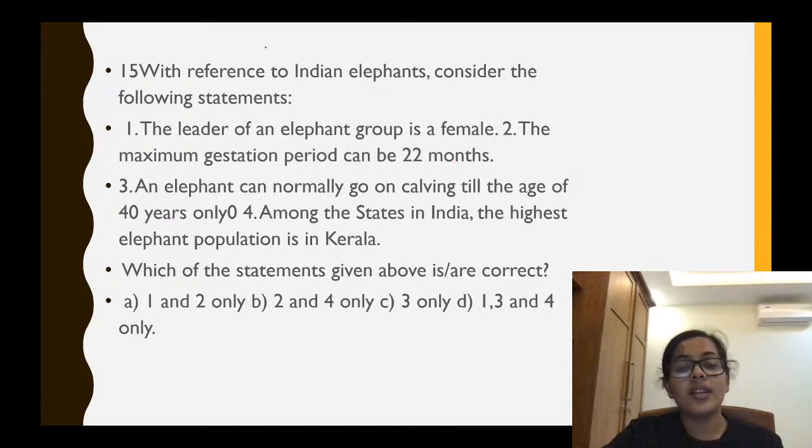With reference to elephants in India, this was a probable question. We discussed it in the expected questions. I'm repeating it. I never discussed the agriculture part before, but I added the agriculture part to discuss with you. With reference to Indian elephants: the leader of an elephant group is a female; the maximum gestation period can be 22 months; an elephant can normally go to calving till the age of 40 years only; among the states, the highest elephant population is in Kerala. Which is the correct answer?